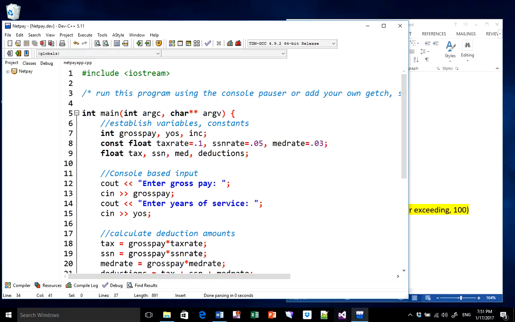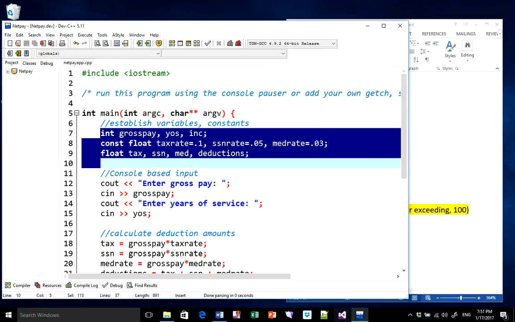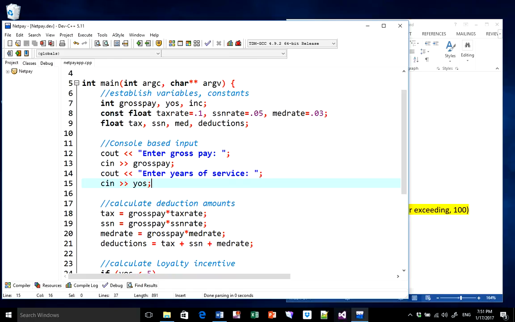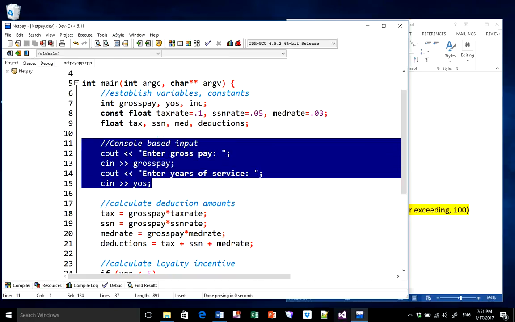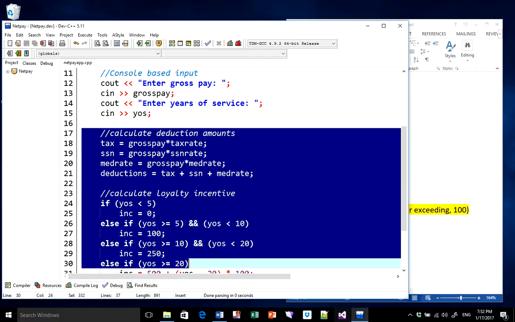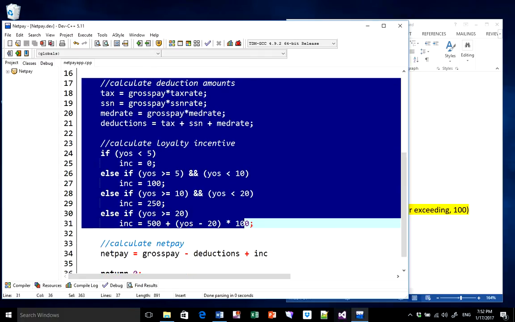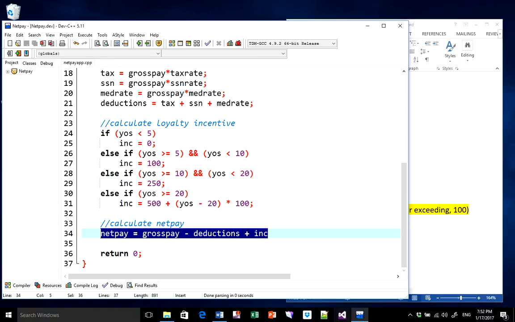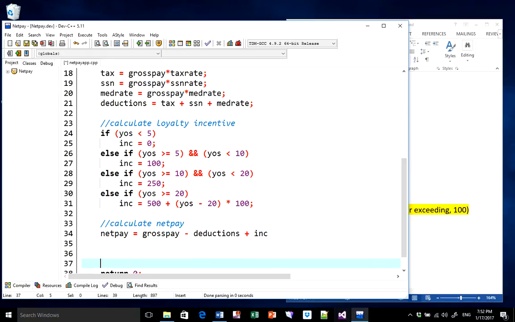So what we just did is we defined our inputs. We've defined our console-based input, which is a dialog. We do our calculations, including this, and now ready for the output.